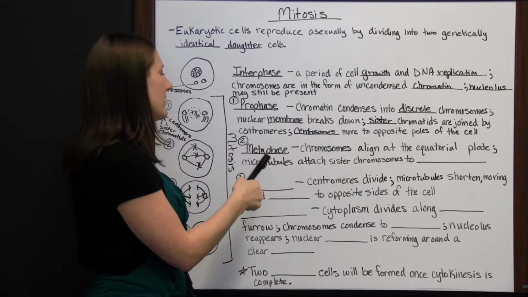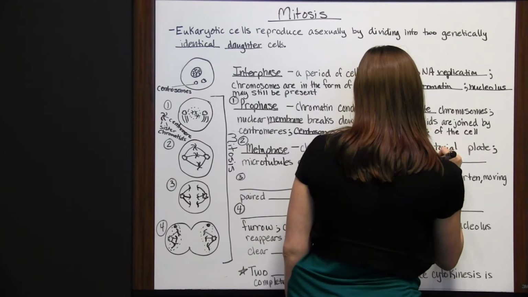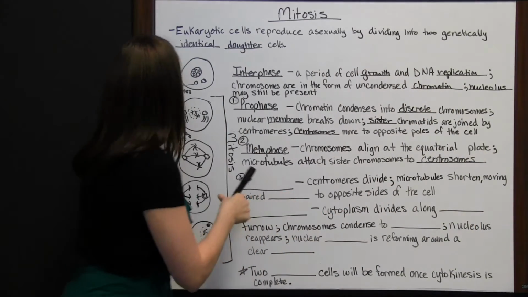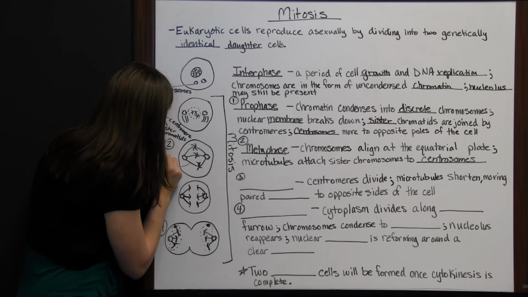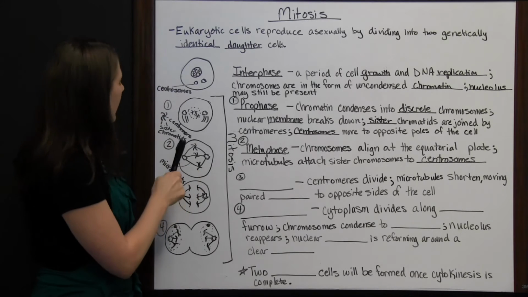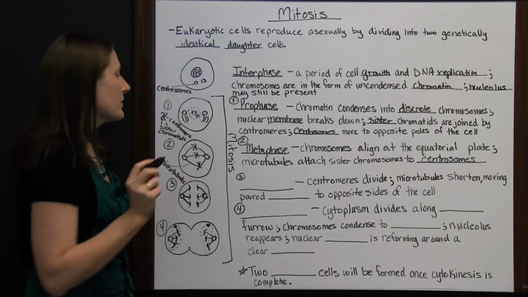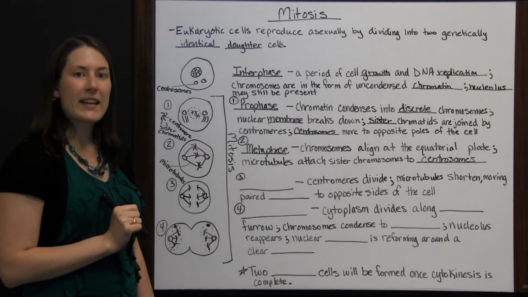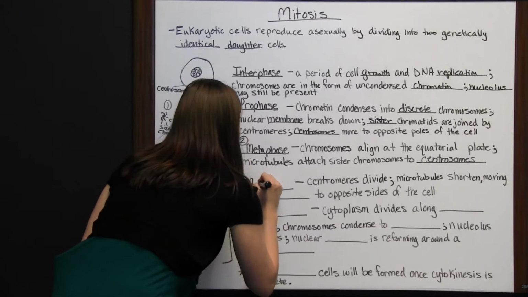The microtubules attach sister chromosomes to the centrosomes. So, you've got your centrosomes, and these are your microtubules that are attaching the chromosomes to the centrosomes. They've lined them all up along this equatorial plate. And now we're ready to move on to the next stage of mitosis, anaphase.